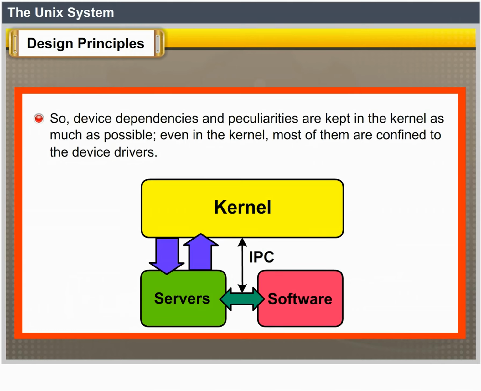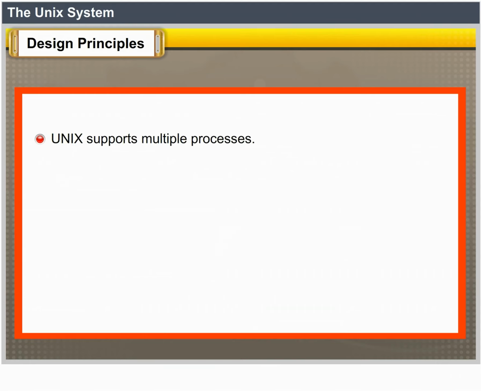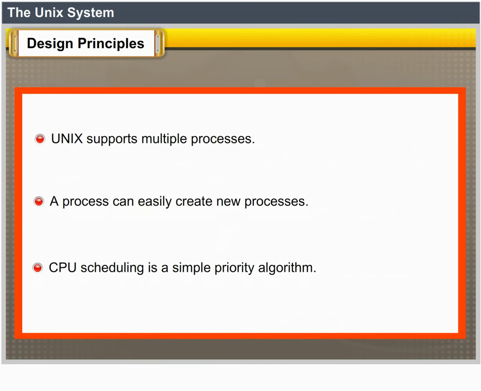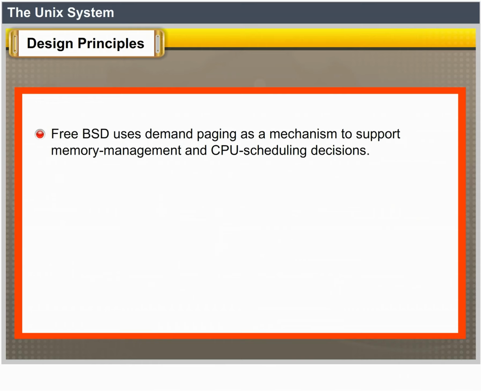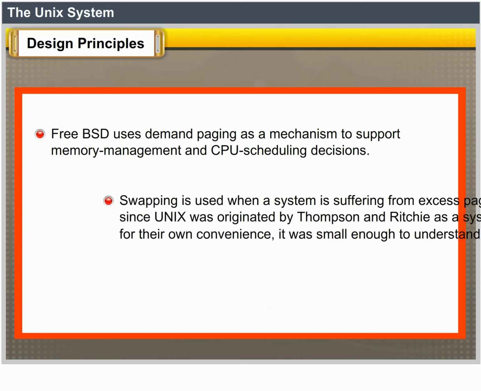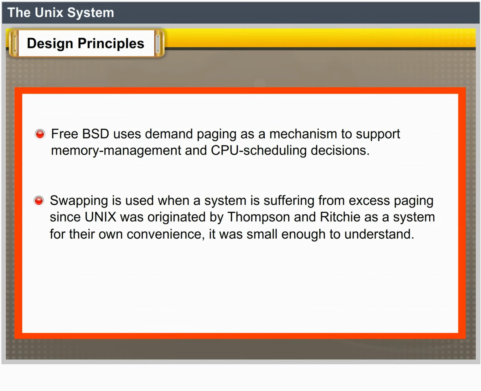Unix supports multiple processes. A process can easily create new processes. CPU scheduling is a simple priority algorithm. FreeBSD uses demand paging as a mechanism to support memory management and CPU scheduling decisions. Swapping is used if a system is suffering from excess paging. Unix was originated by Thompson and Ritchie as a system for their own convenience. It was small enough to understand.